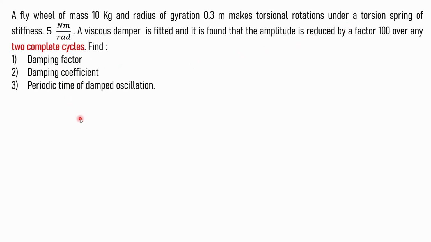A viscous damper is fitted and it is found that the amplitude is reduced by a factor of 100 over any two complete cycles. So this is the important part. We'll see the significance of this. We have to find out the damping factor zeta, damping coefficient C, and periodic time of damped oscillations.